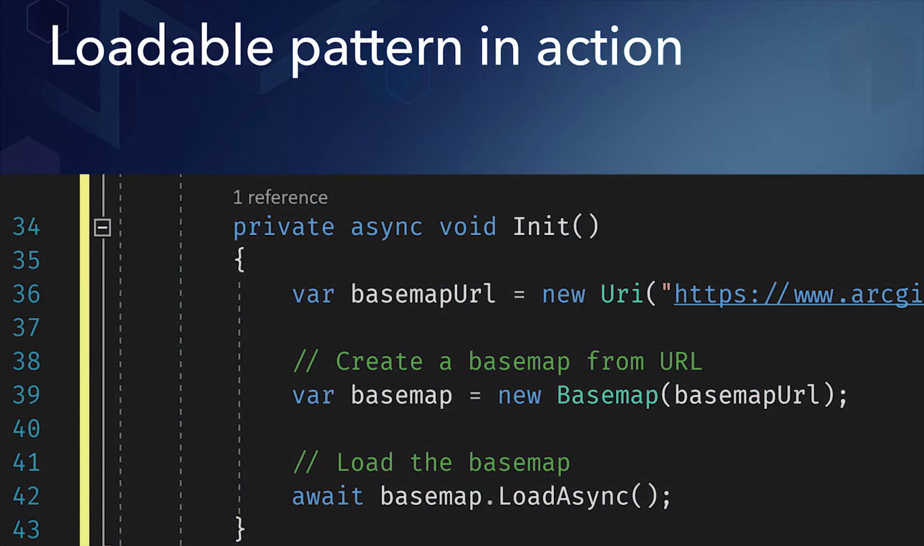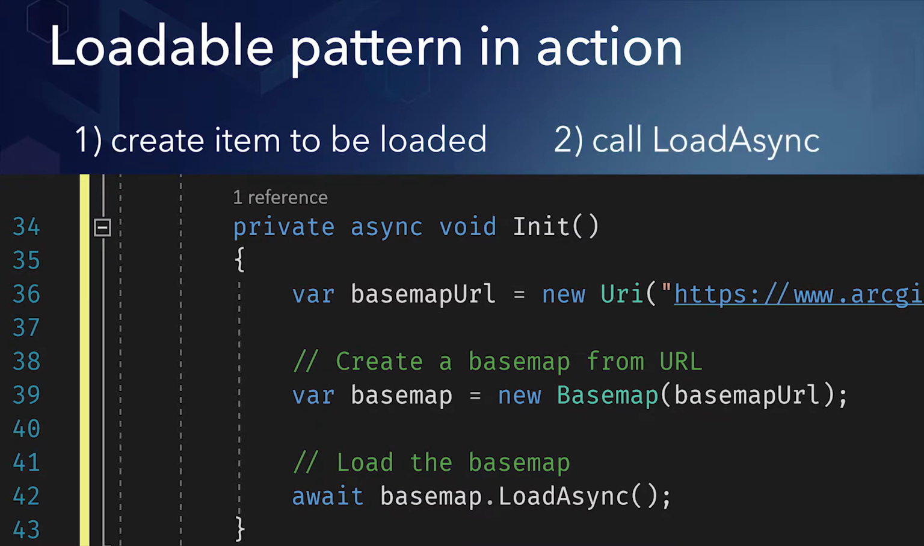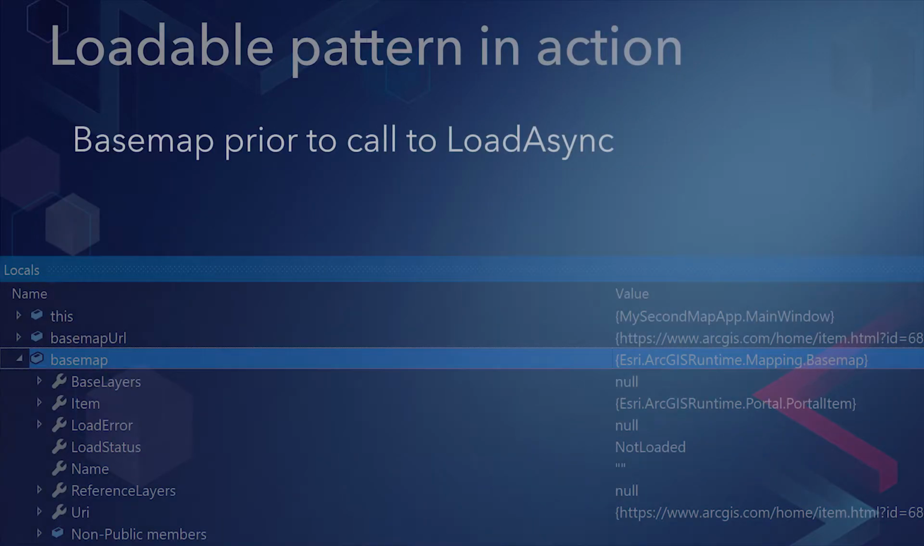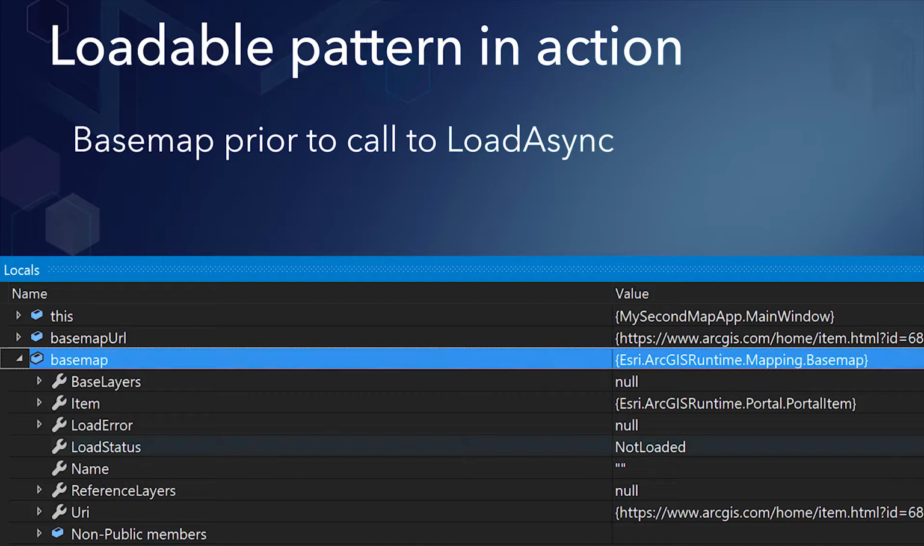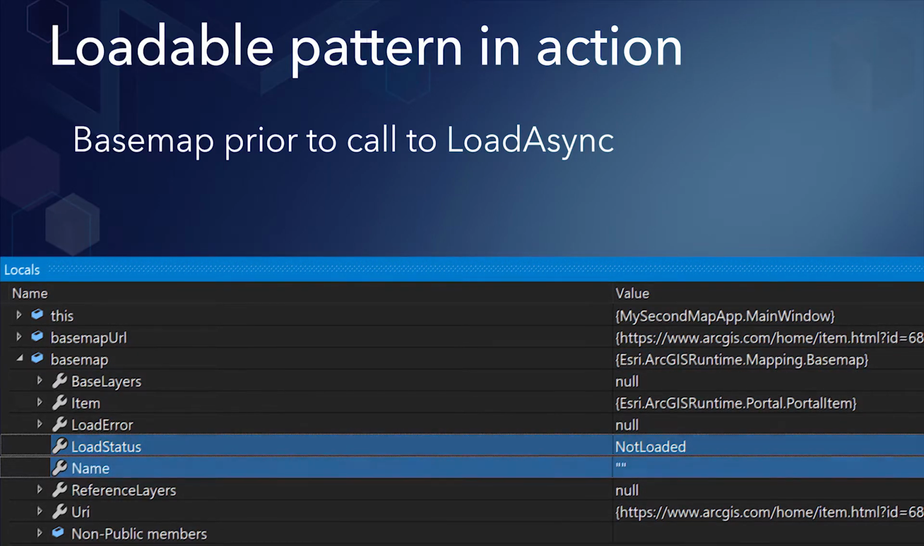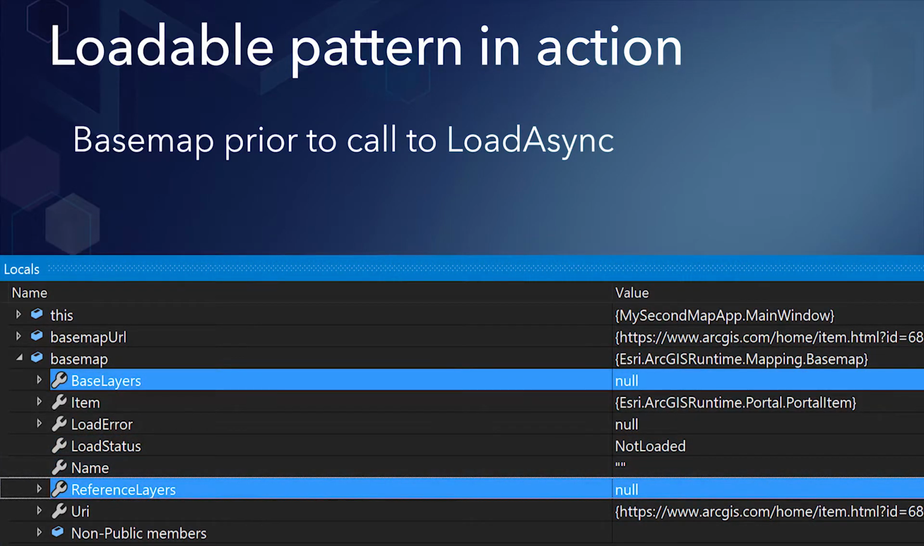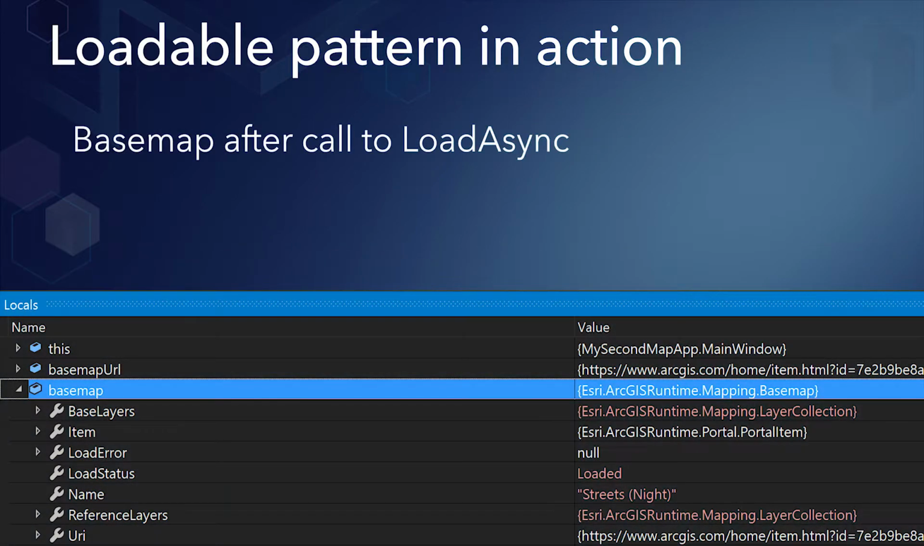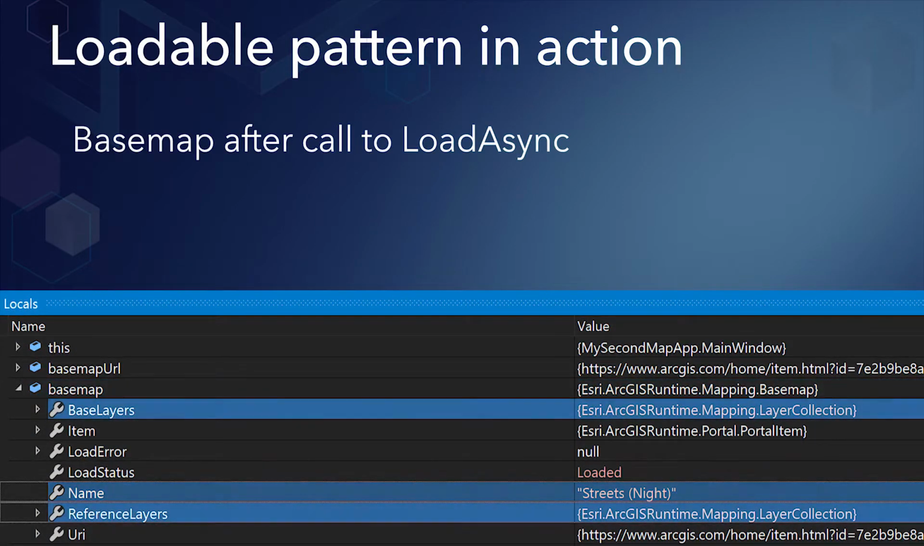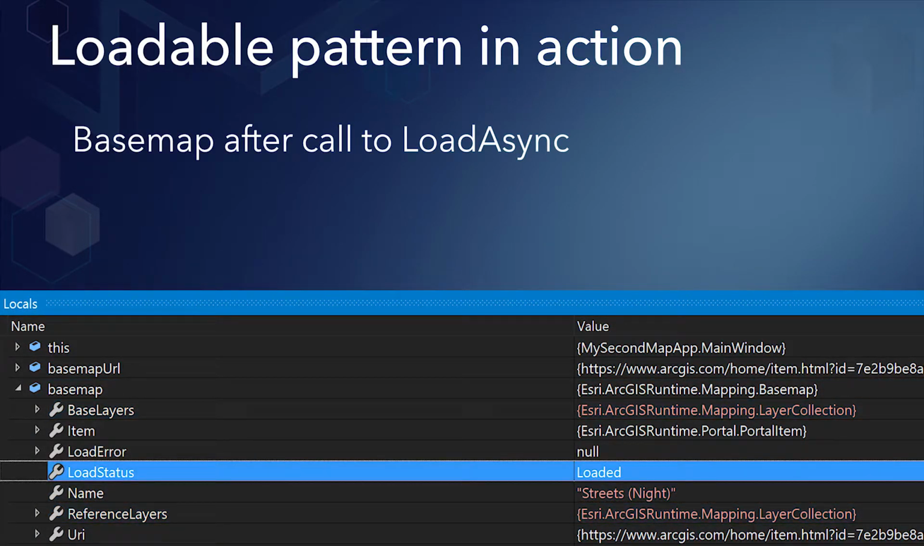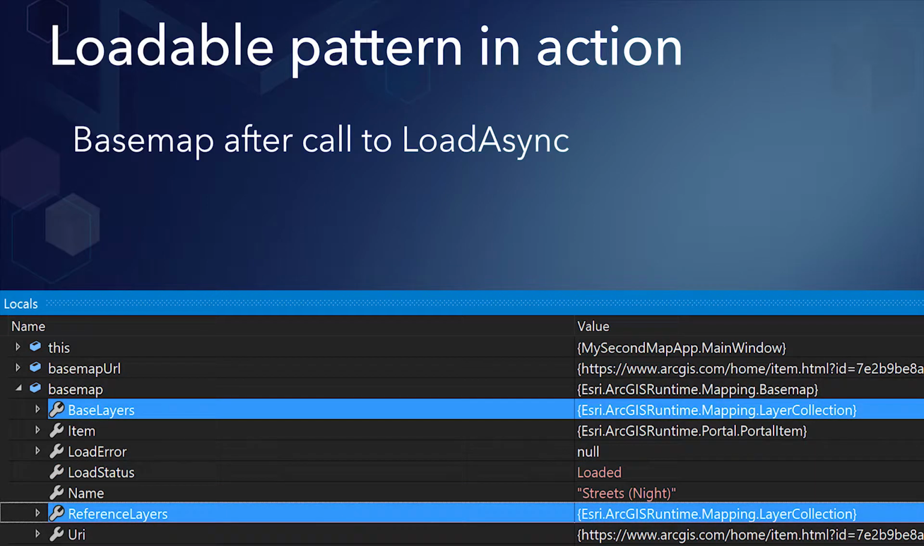Let's jump into some code for a simple scenario, loading a base map. First, create the base map from a URL. Then, call load async to load it. Now let's take a look at the base map both before and after it's loaded. Notice that before it's loaded, load status is not loaded, the name is empty, and the layer collections are null. After it loads, you'll see that the name and layer collections have been populated, and the load status is updated. Note that the layers themselves have not been loaded, only created.